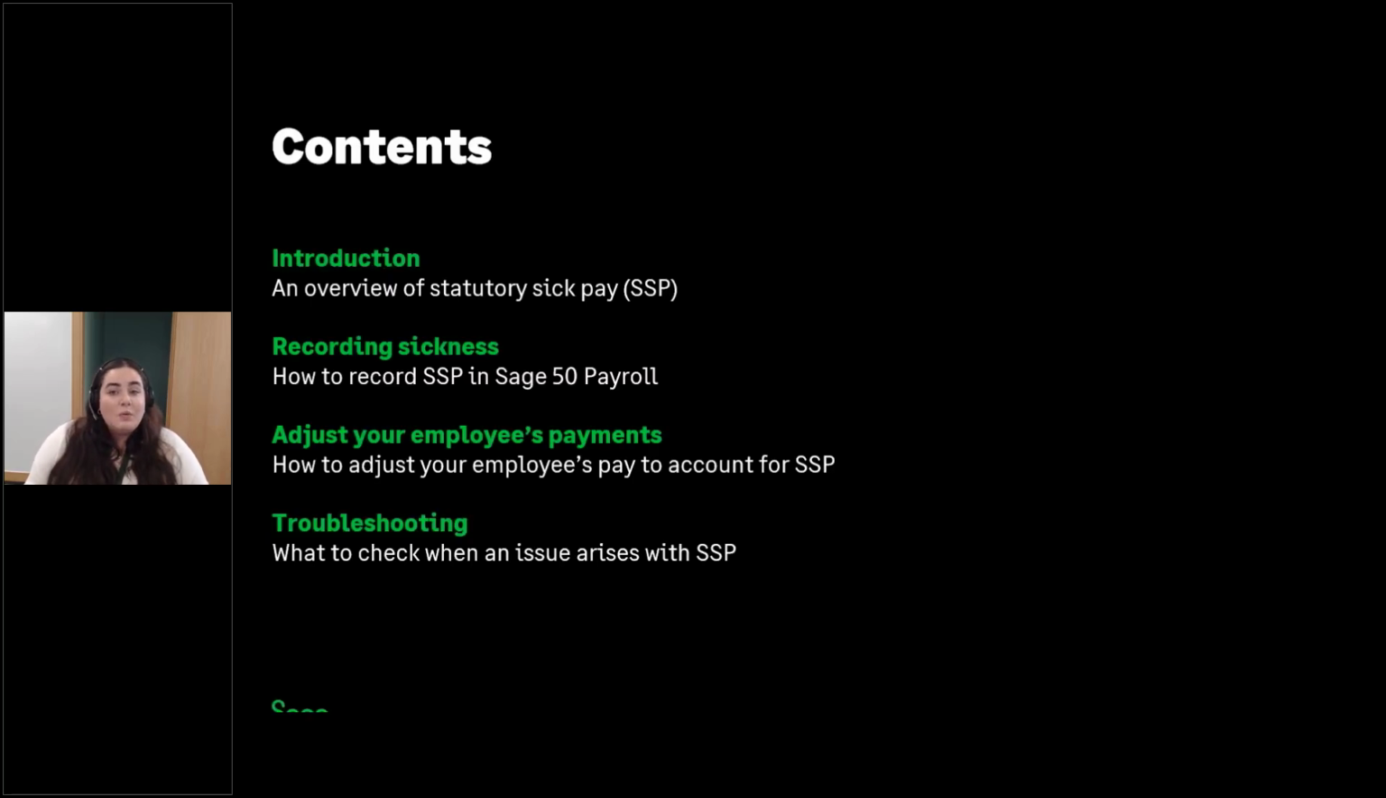And let's also look at what we'll be covering in today's session. I'm going to begin with a bit of an introduction to statutory sick pay, or SSP. We'll then move on to recording sickness. There are a few ways to do this in Sage 50 Payroll, so I'll be looking at both of those options. We'll also look at adjusting your employees' payments to account for the SSP that you'll be paying them. And then we also have a section on troubleshooting towards the end. So if something's not looking quite right or you're expecting a different figure, this is what you can check to troubleshoot any issues with the SSP.